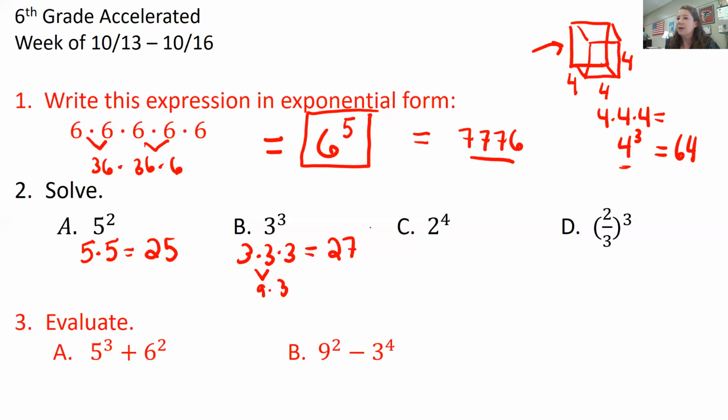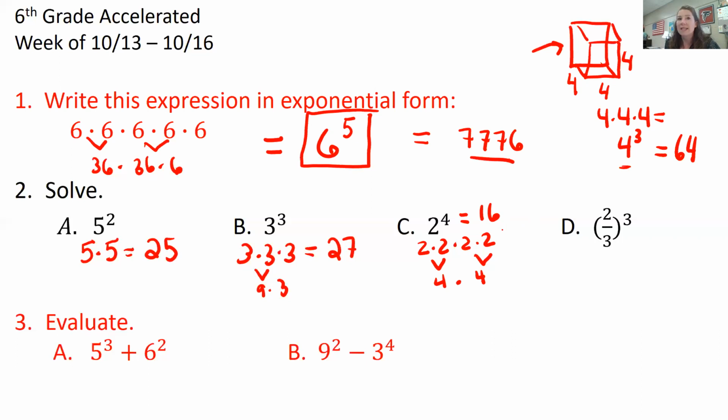All right, so anyway, going back to number 2, letter C, we're going to multiply 2 together 4 times. Well, 2 times 2 is 4 times 4. So we see that 2 raised to the power of 4 is 16. Or you could say 2 to the 4th. You could say that as well.